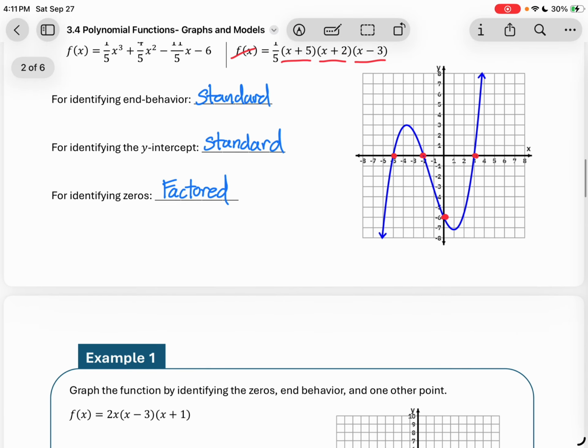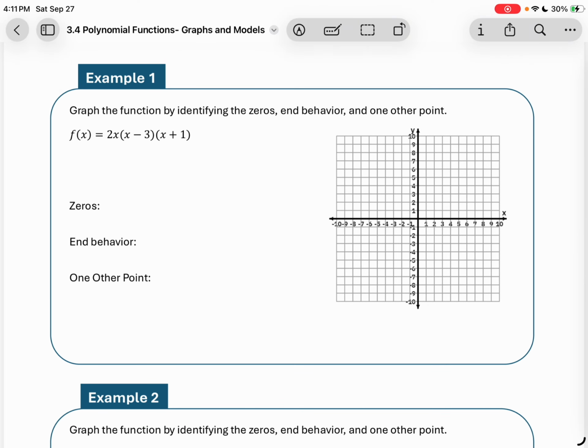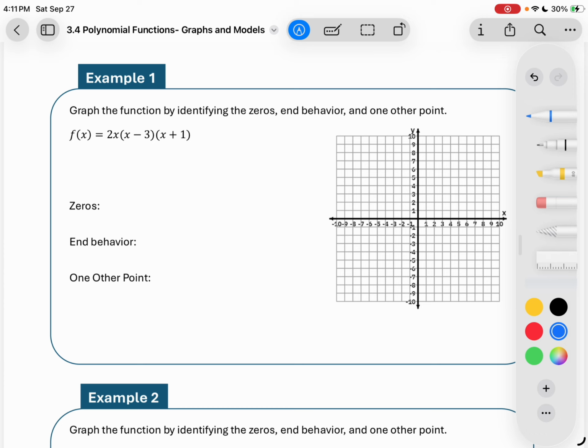Let's go ahead and take a look at example 1. It says, graph the function by identifying the zeros, end behavior, and one other point. So if you look at this, it is in factored form. So it's going to be really easy to identify our zeros. Take that, set it equal to 0, take that factor, set it equal to 0, and take x plus 1 and set it equal to 0. So our zeros would be 0, positive 3, and negative 1, and those correspond to x-intercepts. So I can put a point at (0, 0), and (-1, 0), and (3, 0).